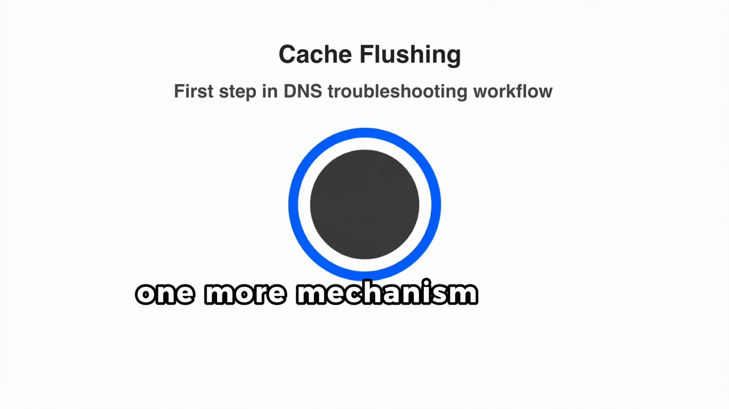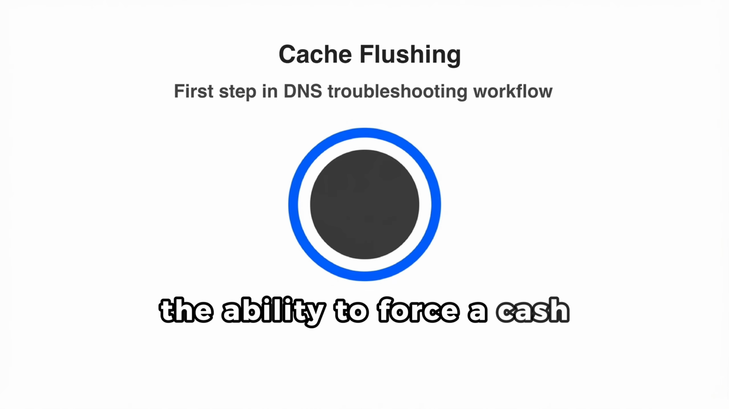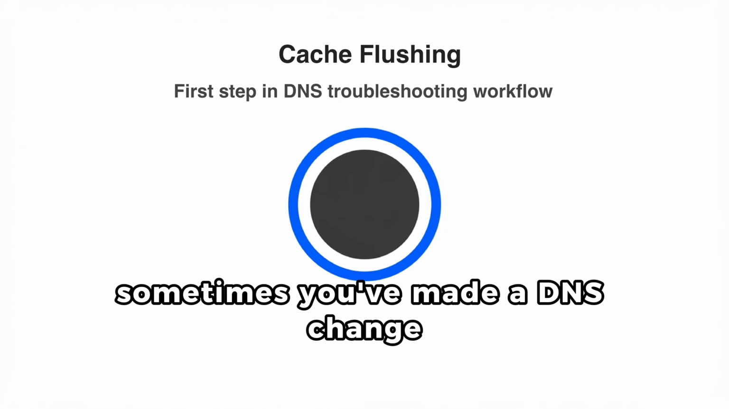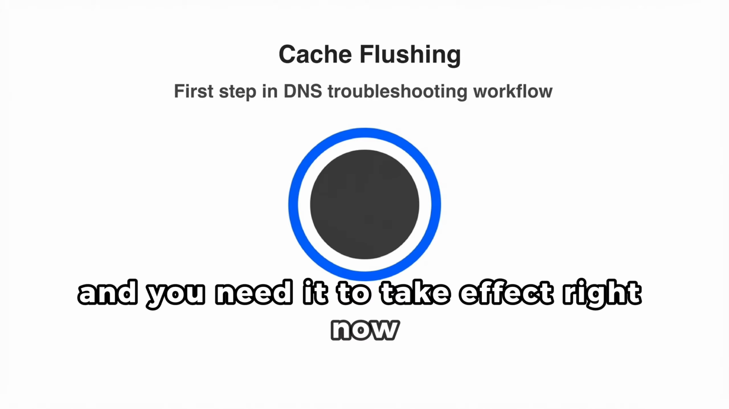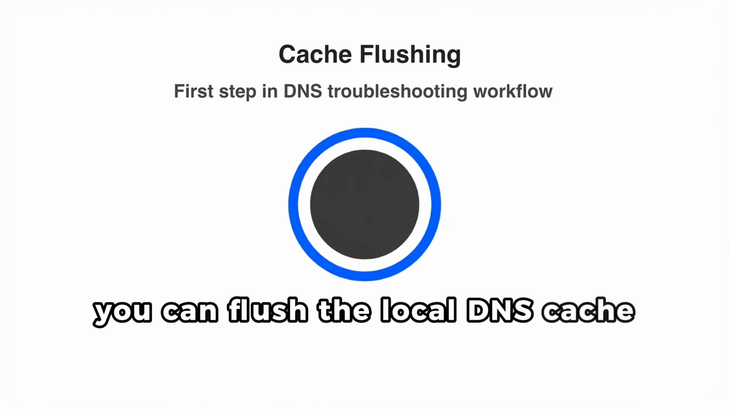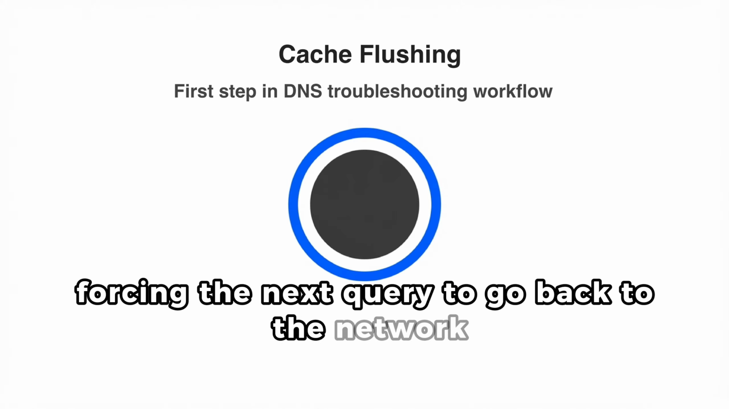One more mechanism worth understanding: cache flushing. The ability to force a cache to discard its stored entries and fetch fresh data. Sometimes you've made a DNS change and you need it to take effect right now on your specific device without waiting for the TTL to expire. On most operating systems, you can flush the local DNS cache, clear all stored entries, forcing the next query to go back to the network.